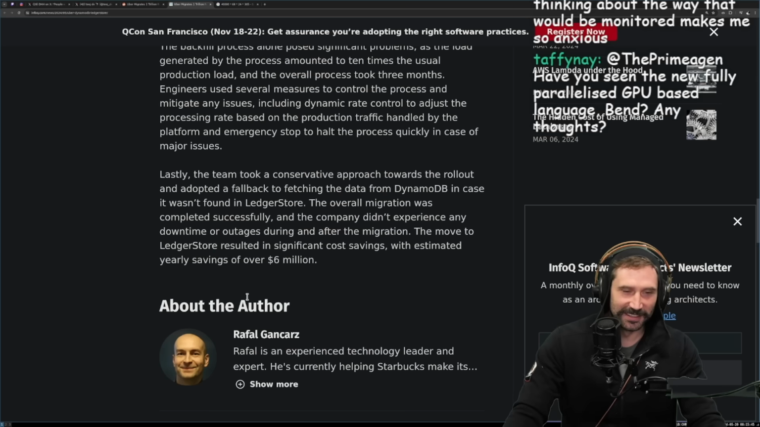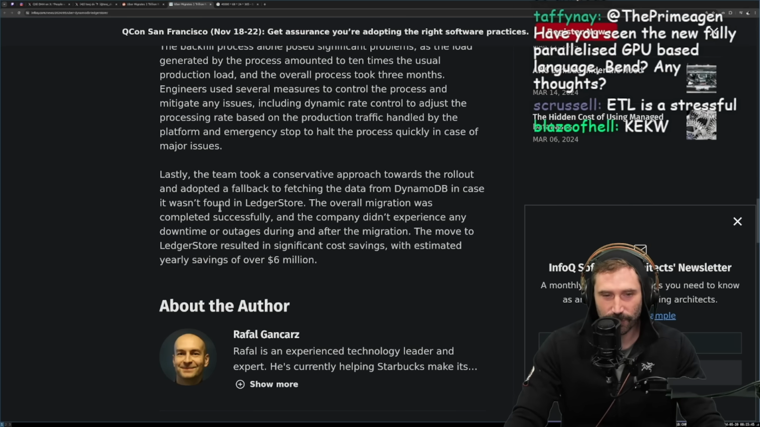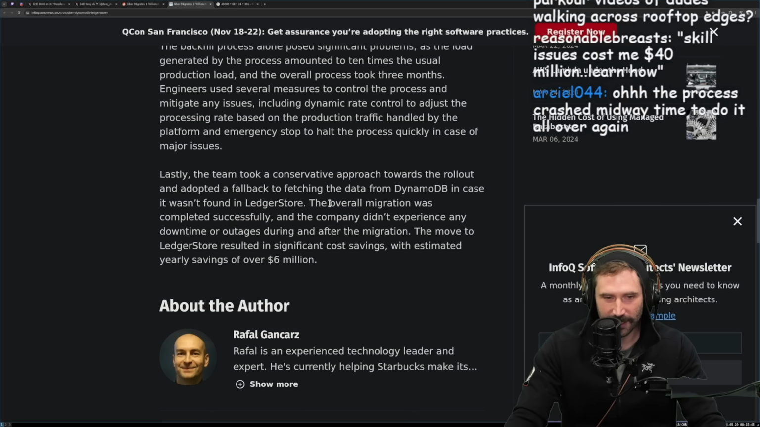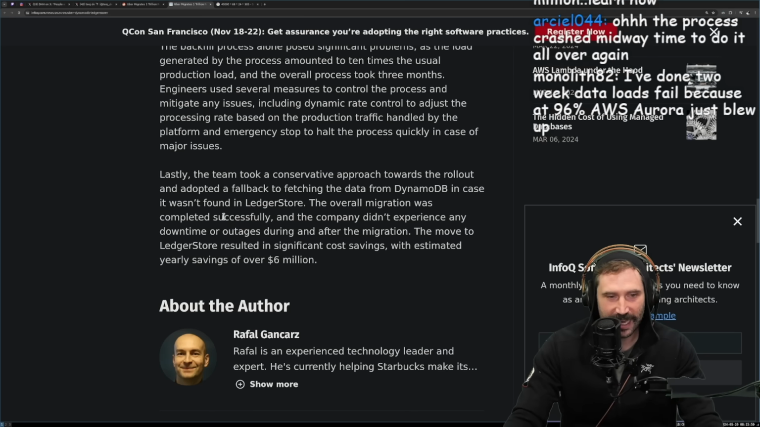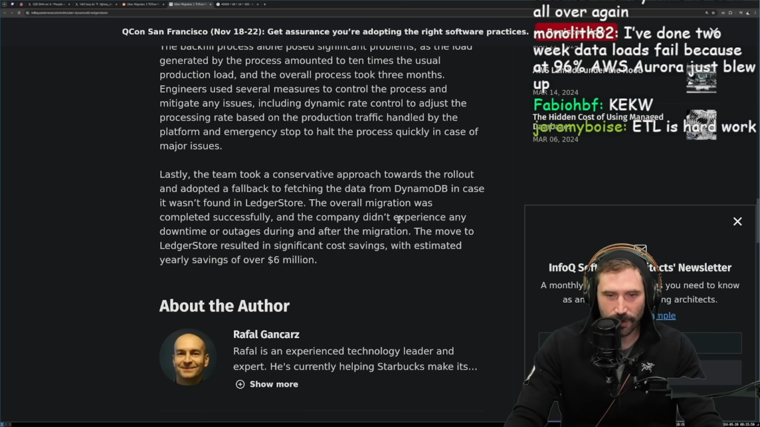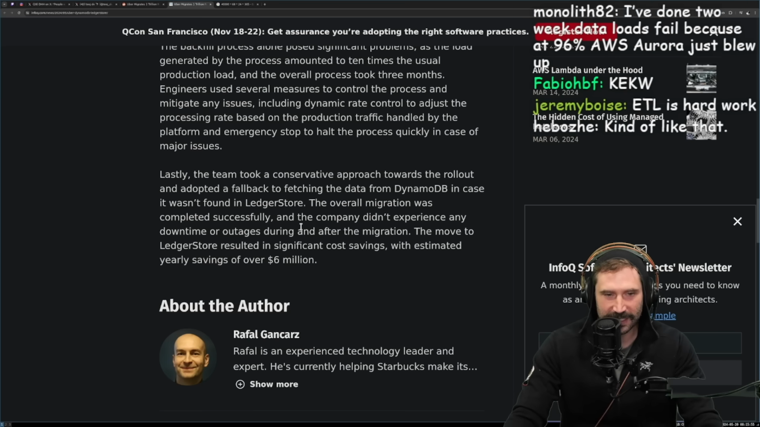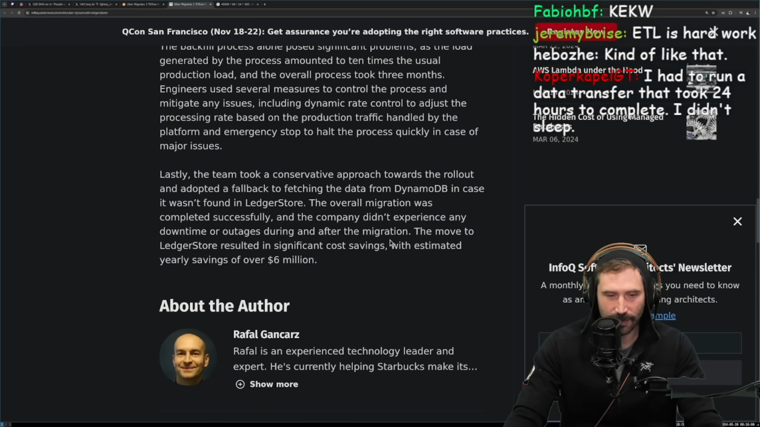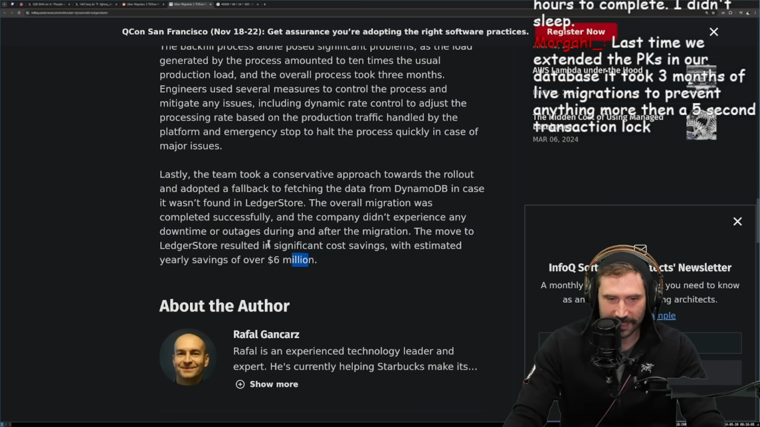Go for it, Prime. Lastly, the team took a conservative approach towards the rollout and adopted a fallback to fetching the data from DynamoDB, in the case it wasn't found in Ledger Store. The overall migration was completed successfully, and the company didn't experience any downtime or outage during or after the migration. The move to Ledger Store resulted in significant cost savings, with an estimated yearly savings of over $6 million.